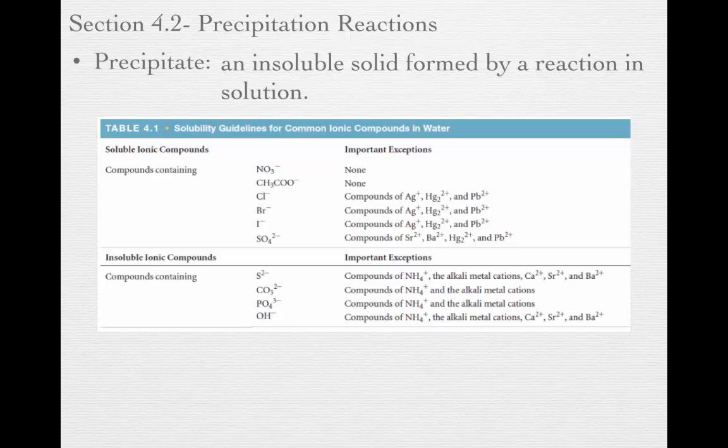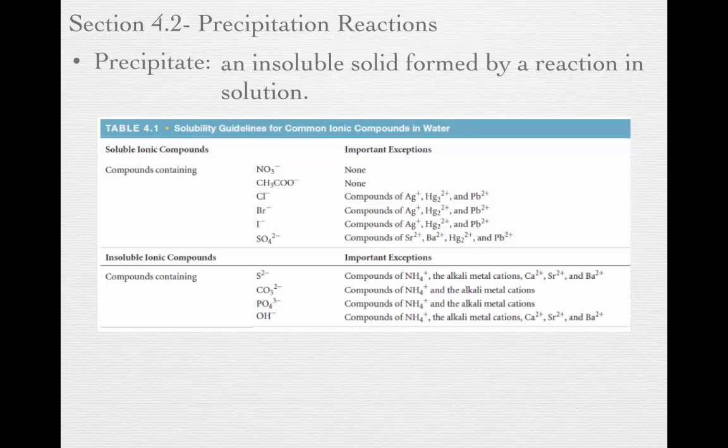For chloride, bromide, and iodide, you can keep those together because they have the same exceptions. All compounds that are formed with chloride, bromide, or iodide are soluble except if you have silver, mercury, or lead. Okay, so those are your three exceptions. All other chlorides, bromides, iodides are soluble. The last exception is sulfate. Sulfate is soluble except when it is bound to strontium, barium, mercury, or lead. Okay, so those are your soluble rules.